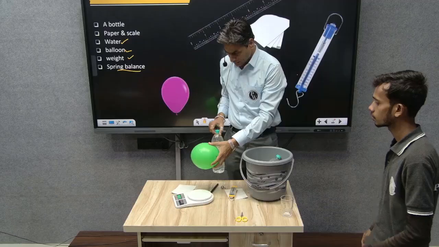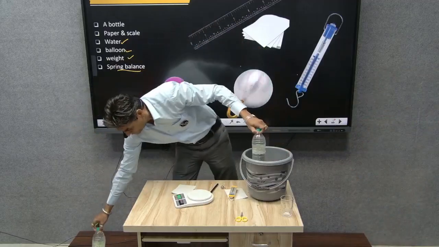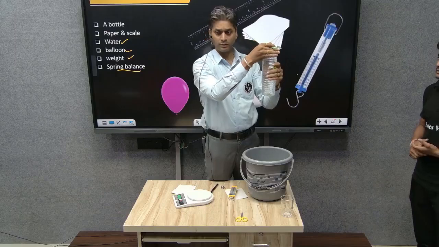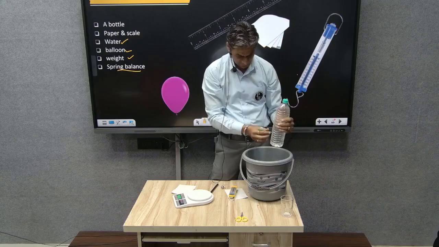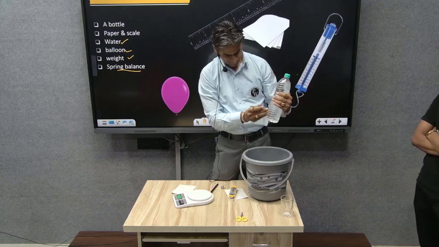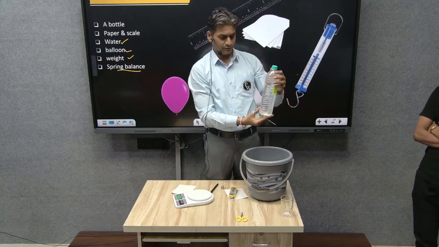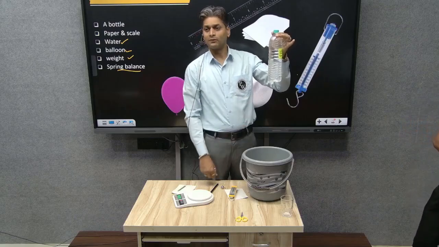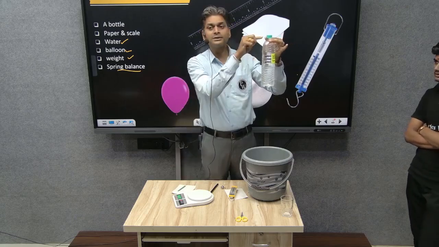Atmospheric pressure, I will show the experiment. Now I am making the hole on the equal sides. Here. Now I make the hole, then also we are unable to find the flow of the water. Why is it so? Because of atmospheric pressure. The air is making the pressure.